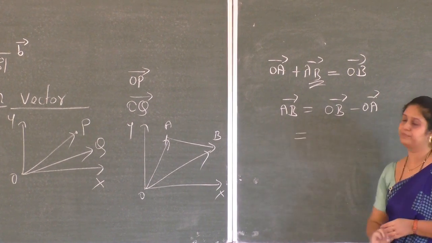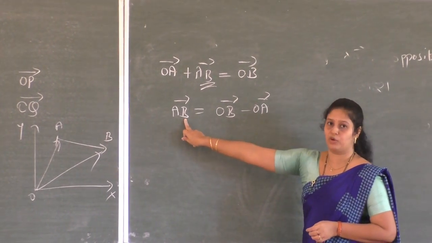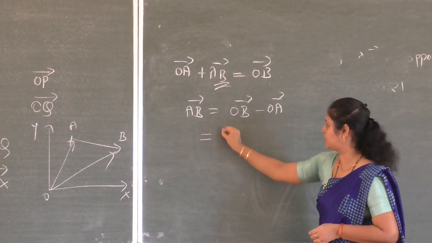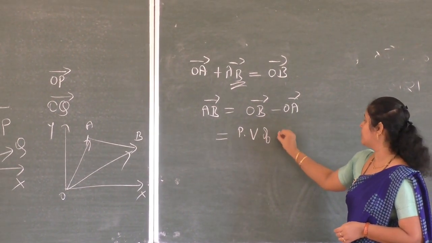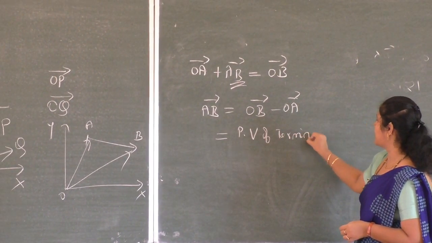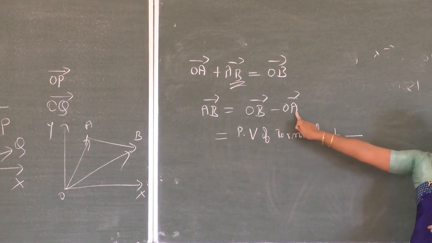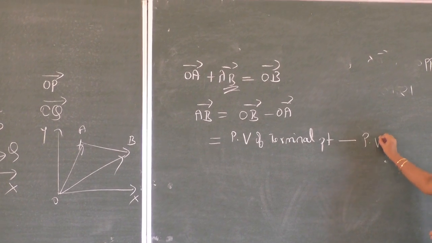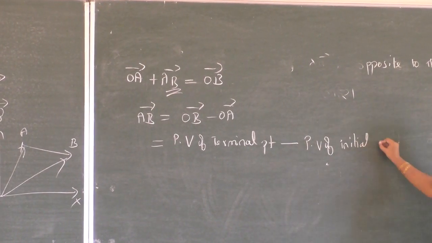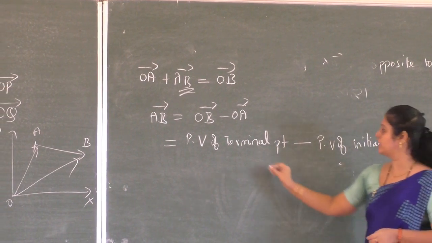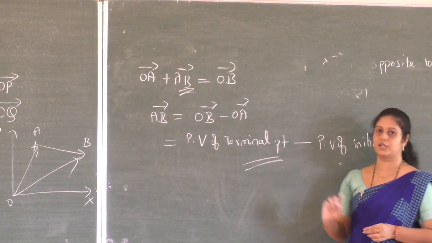That is, vector OB means it is the position vector of the terminal point. So I can write PV, PV means position vector. Position vector of terminal point minus vector OA, which means position vector of the initial point. Okay, in this way we can write any vector as position vector.